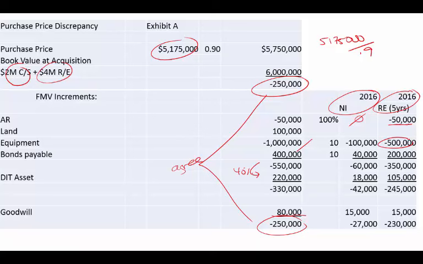For our bond payable, we were told the maturity date, which was 10 years from the date of acquisition, so that gives us our period to amortize this fair value increment over. So we'll be amortizing $40,000 a year. By the end of the 5th year, we have a total fair value increment amortization of $200,000.